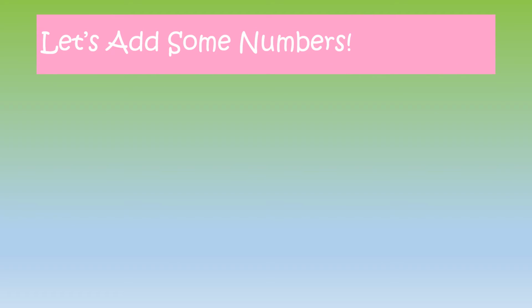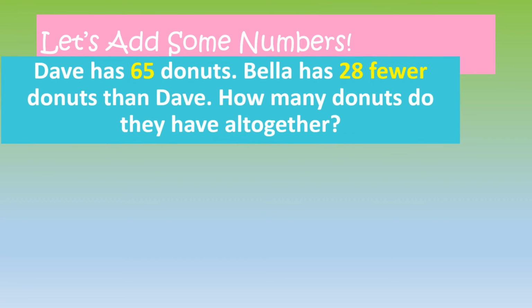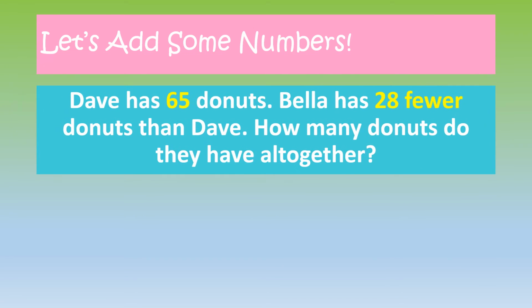Let's add some numbers to the real problem now. Let's add some real numbers to see how it's going to apply what we have done. And I'm going to use the same statements. Dave has 65 donuts. Bella has 28 fewer donuts than Dave. How many donuts do they have altogether? Now, a lot of things has been added here.